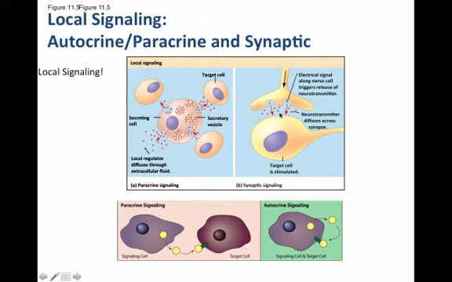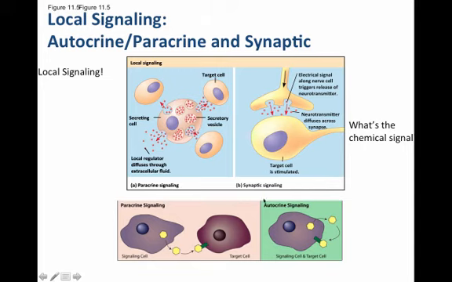It diffuses across the synapse. It diffuses across this space. And remember, we talked about diffusion. And so it diffuses across the synapse until it reaches the target cell, and it stimulates that target cell. So these are three mechanisms of local signaling. There's paracrine, autocrine, and synaptic signaling.